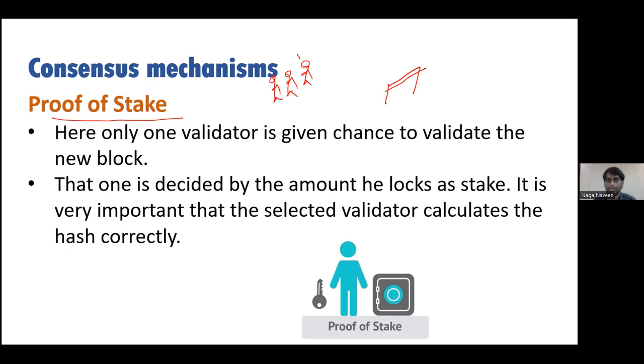I'm talking about a race where only one person will run, and only one person will win. So first they will decide among themselves who will run. Let us say they have decided this person will run. Only he will run, he will finish the race, and he will get the reward ultimately.